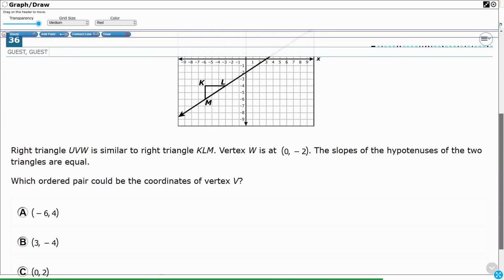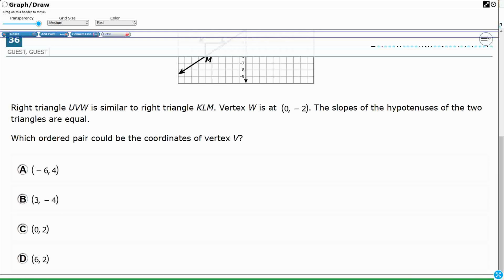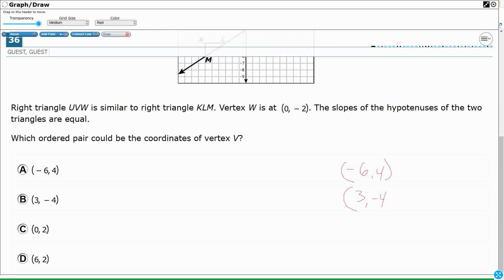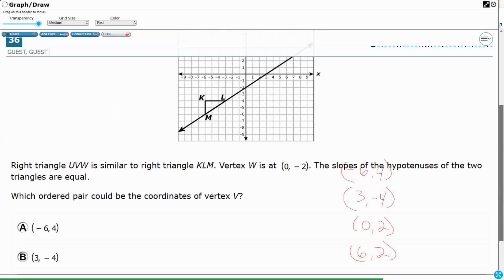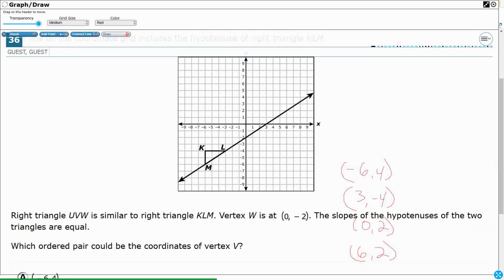Let me write them down for us, because there's, like I said, a few different ways that we can take a look at this. So I've got negative 6, 4. I've got 3, negative 4. I've got 0, 2. And I've got 6, 2. What I want to do is plot all of those points and get them on our graph.